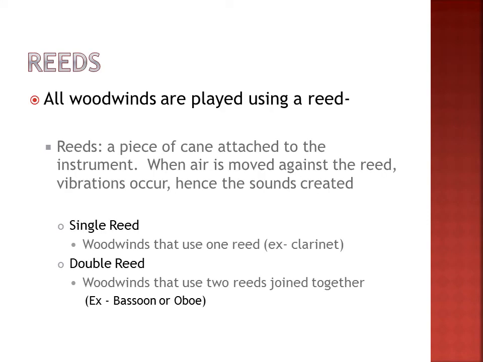So you need to know just one more thing about woodwinds. All woodwind players, except for flautists, use reeds. A reed is a piece of cane attached to the instrument. When air moves against the reed, vibrations occur. Those vibrations, of course, travel through the air, reach our ears, are processed by our brain, and hence become sounds, pitches.